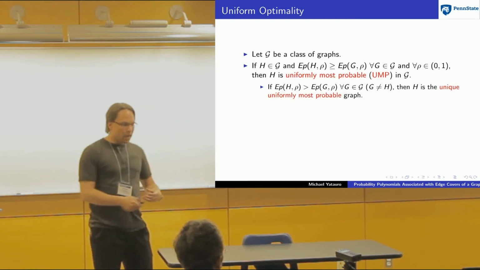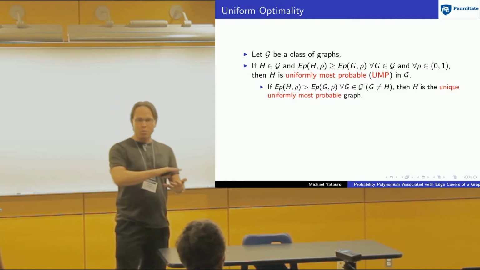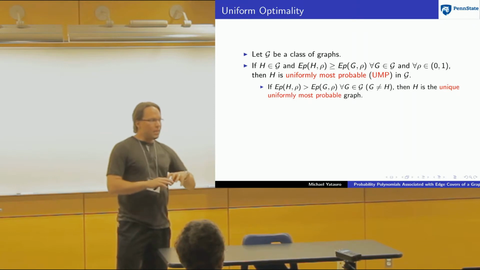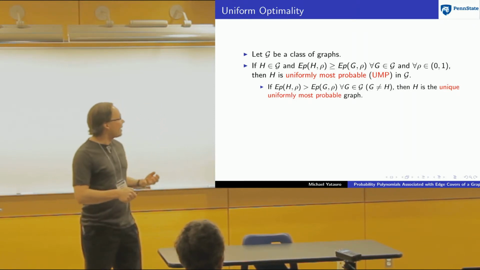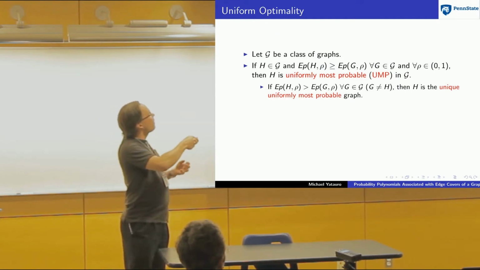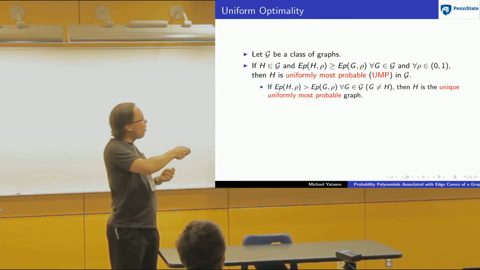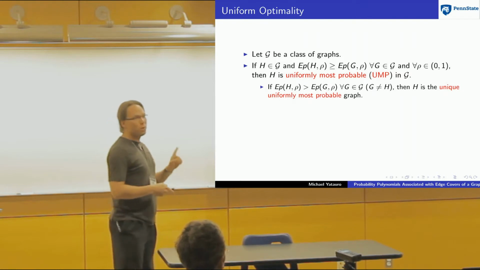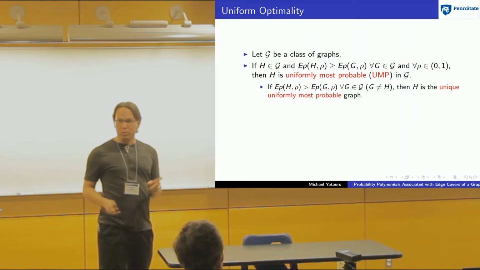and then look at all potential probabilities between 0 and 1 on selecting an edge. Then look at the probability polynomials of all graphs in that class. If we find that one graph has the largest probability among all other graphs for all probabilities, we say it's uniformly most probable. And if it's the only one, it's unique uniformly most probable.